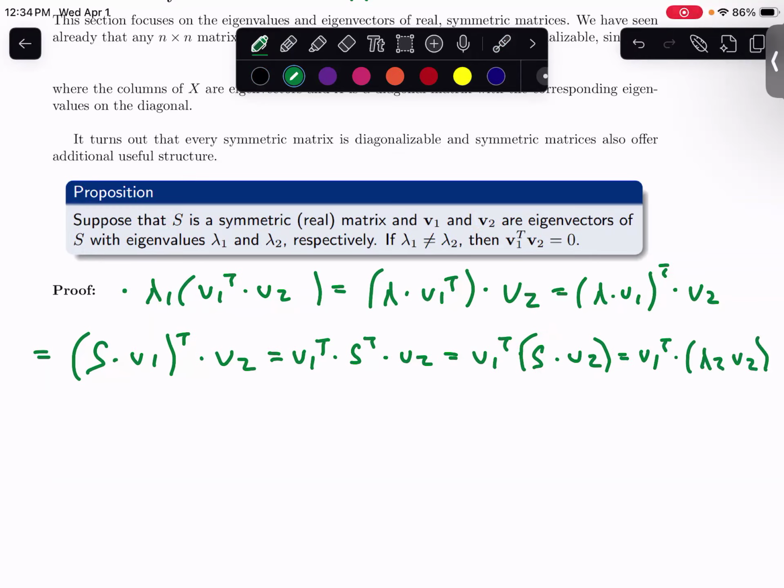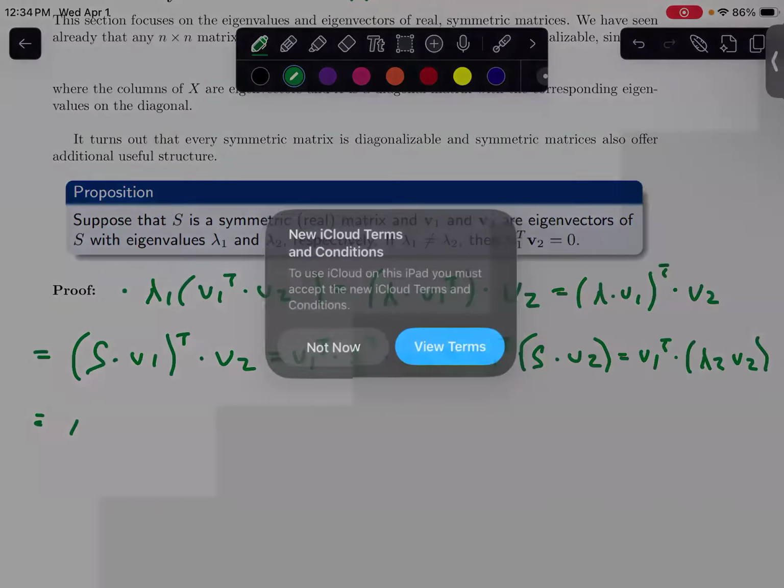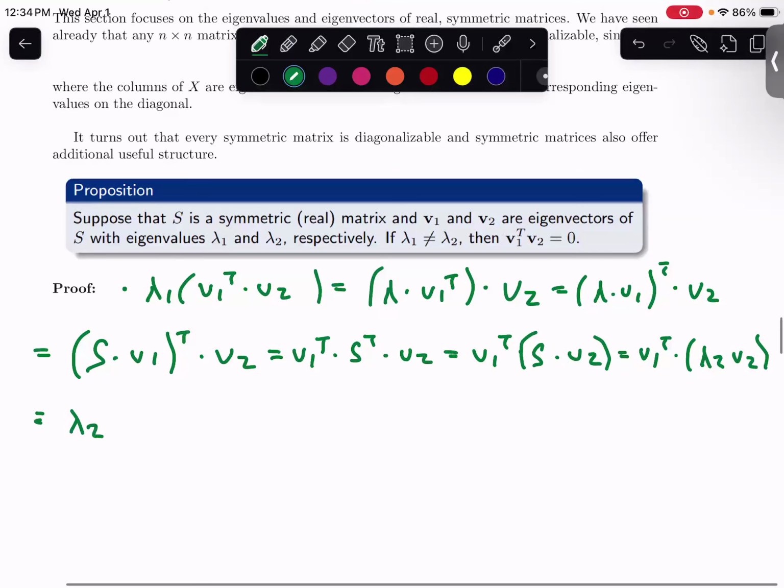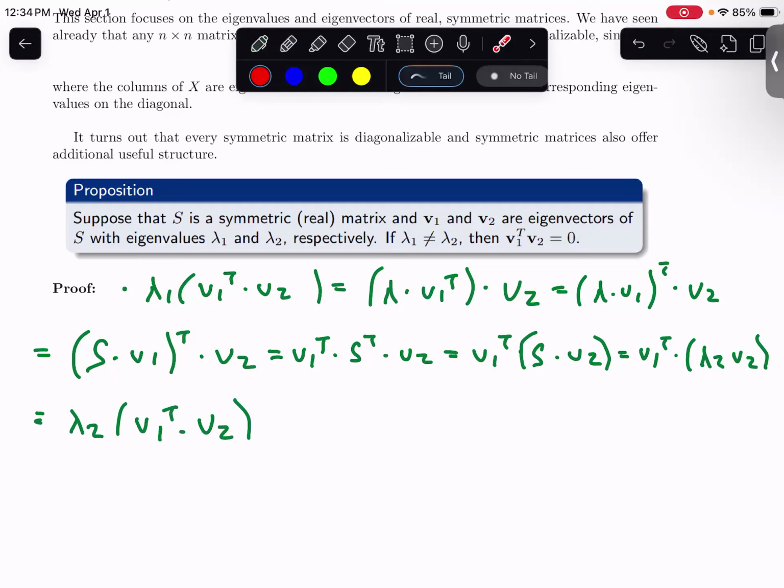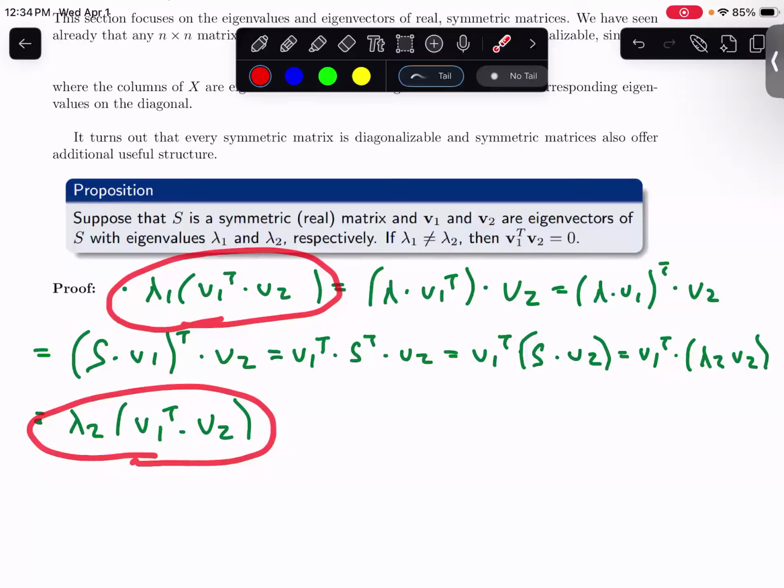And so where am I going with this? It feels like we're just going in circles almost. But the main thing is if I move this lambda 2 to the outside, and then we take a step back and look at everything, this is equal to lambda 2 times V1 transpose times V2. And so what have we done? We started with lambda 1 times V1 transposed times V2, and we ended with lambda 2 times these two things. So if I were to look at the subtraction of these two terms, it should be equal to 0.